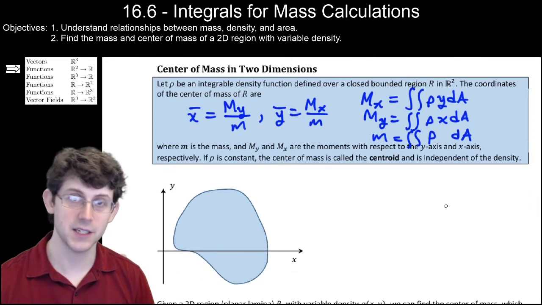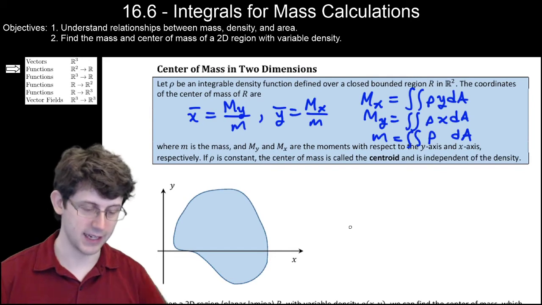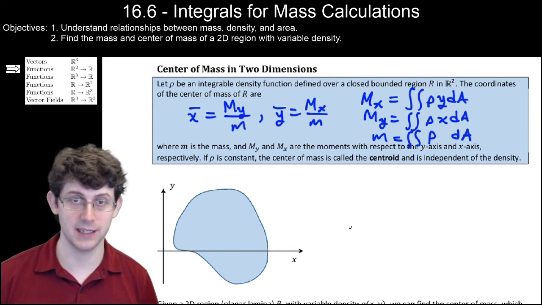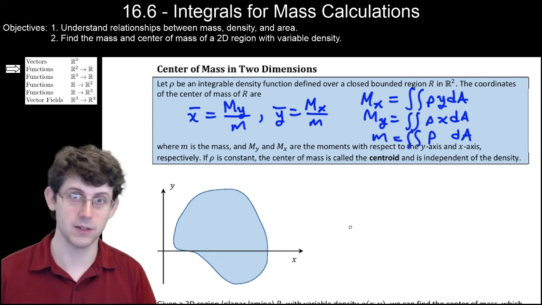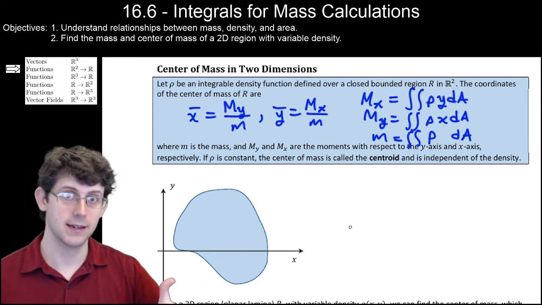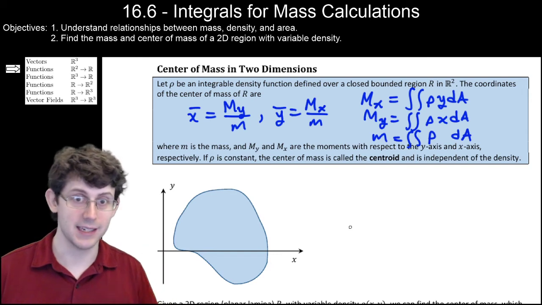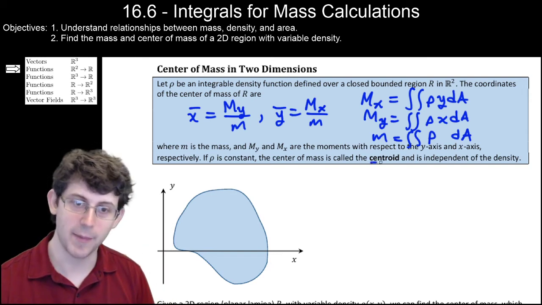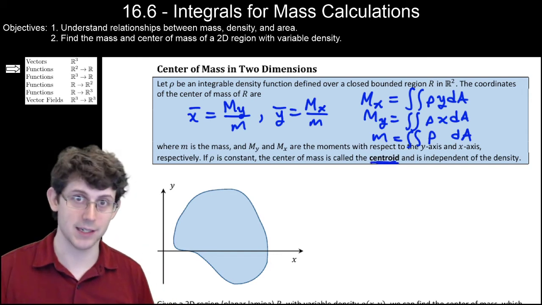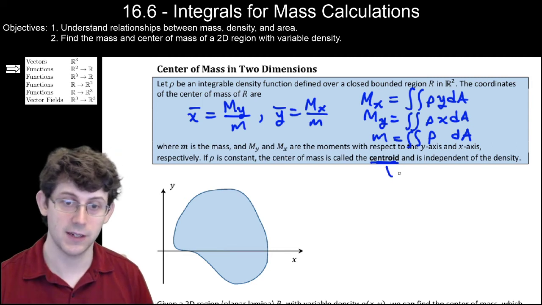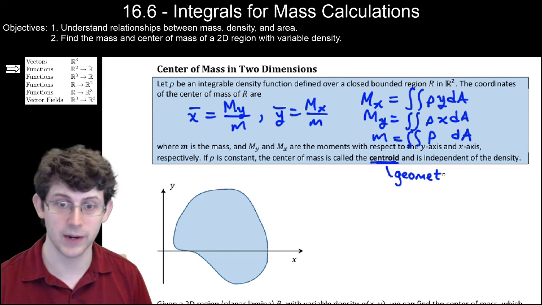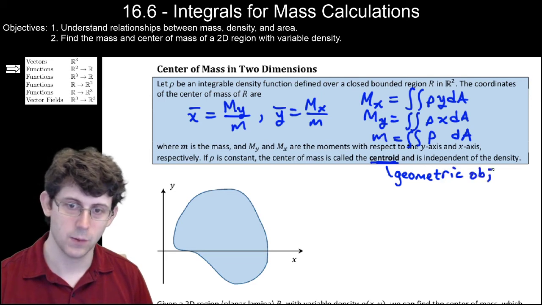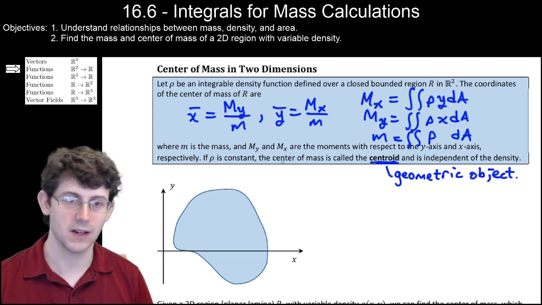If your density function is 1, so if instead of thinking about a physical object, you're thinking about a geometric object, like a triangle, as opposed to a triangular piece of steel, in that case where the density is 1, then we don't call it the center of mass anymore because it's a geometric object instead of a physical object. If you're looking at a geometric object, you would call the center its centroid, whereas for a physical object, its center is called the center of mass.